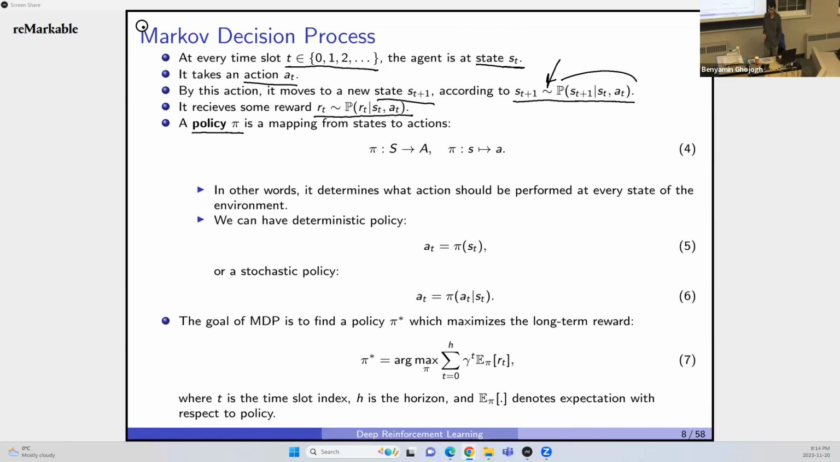Pi. So I'm defining important things in this slide deck. These are important concepts in reinforcement learning. So what is that? One of the important concepts is policy.